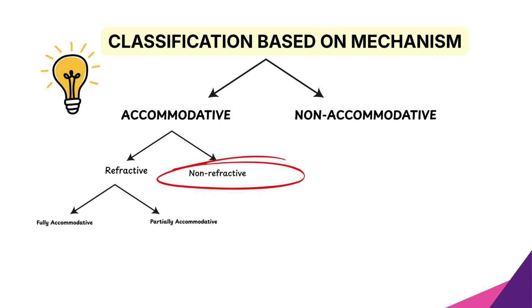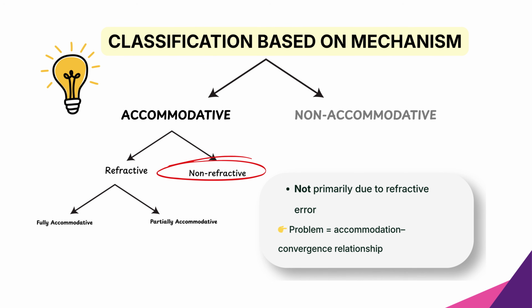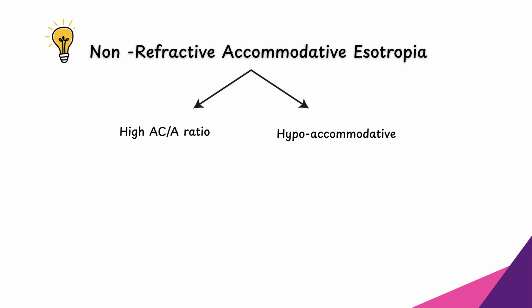The next group is the non-refractive accommodative esotropia. In this group, accommodation still plays a role, but the esotropia is not primarily driven by the refractive error. The underlying problem here lies in the relationship between accommodation and convergence rather than the need to accommodate for refractive clarity. Under this, we have two types, the high AC/A ratio variety and the hypoaccommodative type.